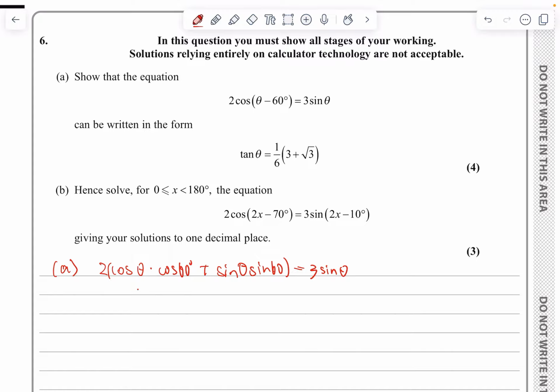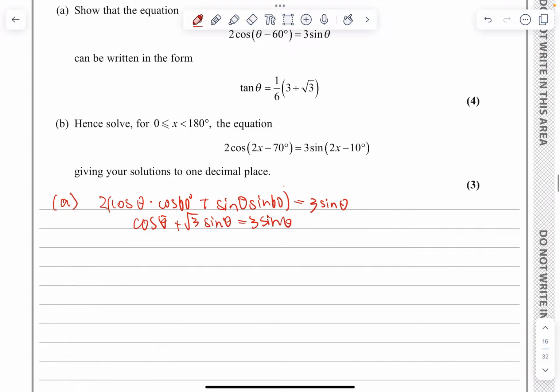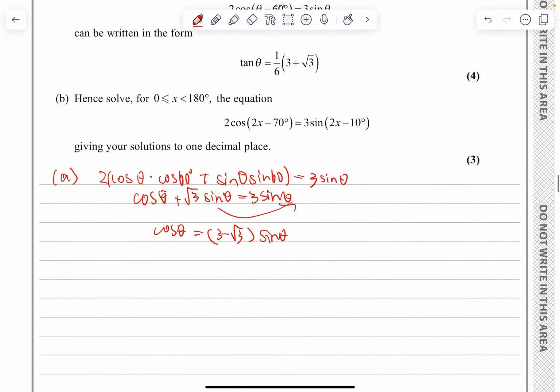Then we can compute these. Sine 60 degrees is square root of 3 over 2, so that would be square root of 3 sine theta, because the over 2 and the 2 in front cancel out. Then we can just move this over to the right, so we have cosine theta equals 3 minus root 3 sine theta. That means 3 minus square root of 3, 1 over, equals sine theta over cosine theta, which equals tangent theta.